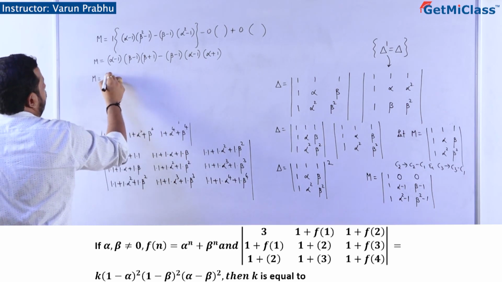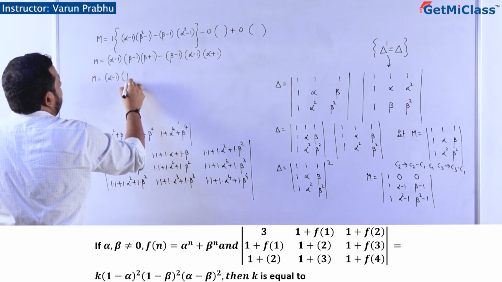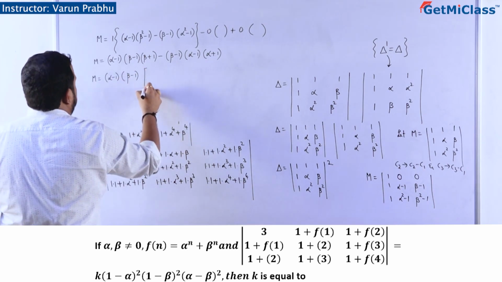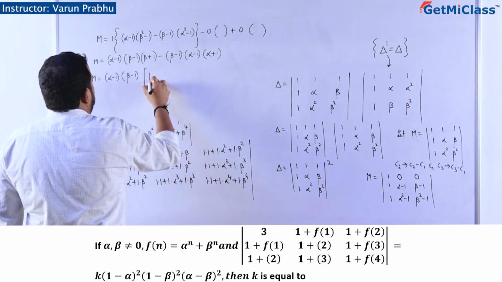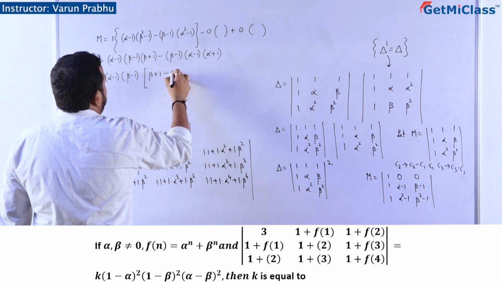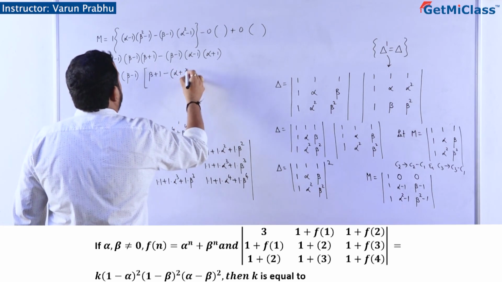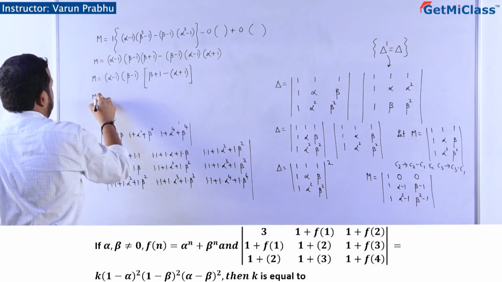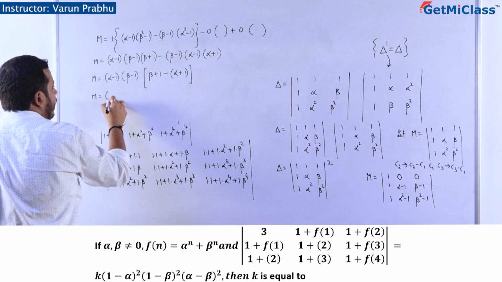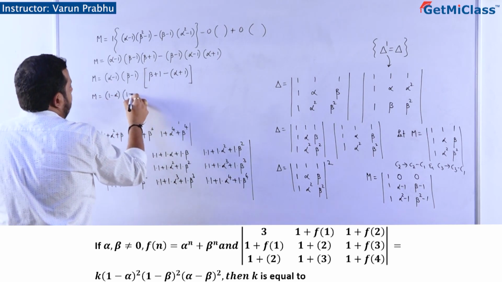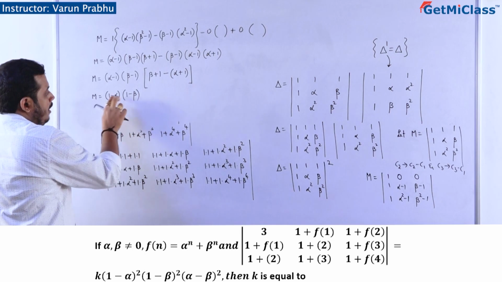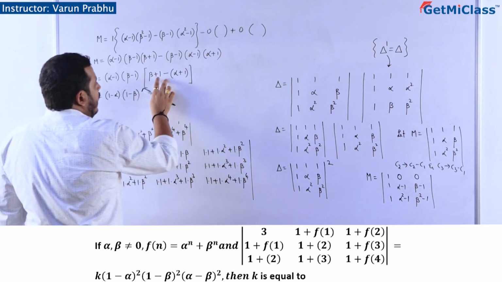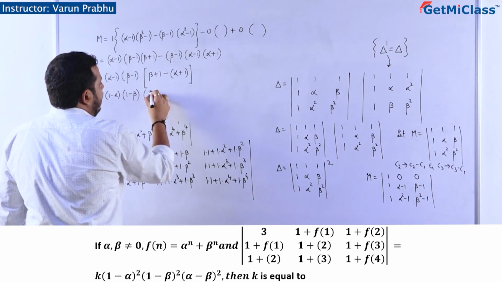So m is equal to, I can take out alpha minus 1 common and I can take out beta minus 1 common. So I'll be left with the beta plus 1 minus of alpha plus 1, correct or not? So m is equal to alpha minus 1, take out 1 common, 1 minus alpha, beta minus 1 take out 1 common, 1 minus beta, take out minus sign common, minus into minus becomes plus, and here this part will be beta minus alpha.